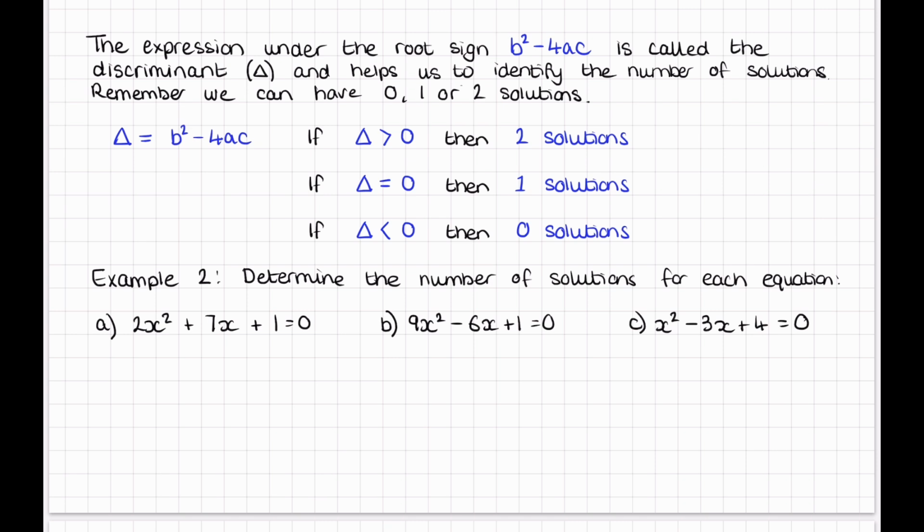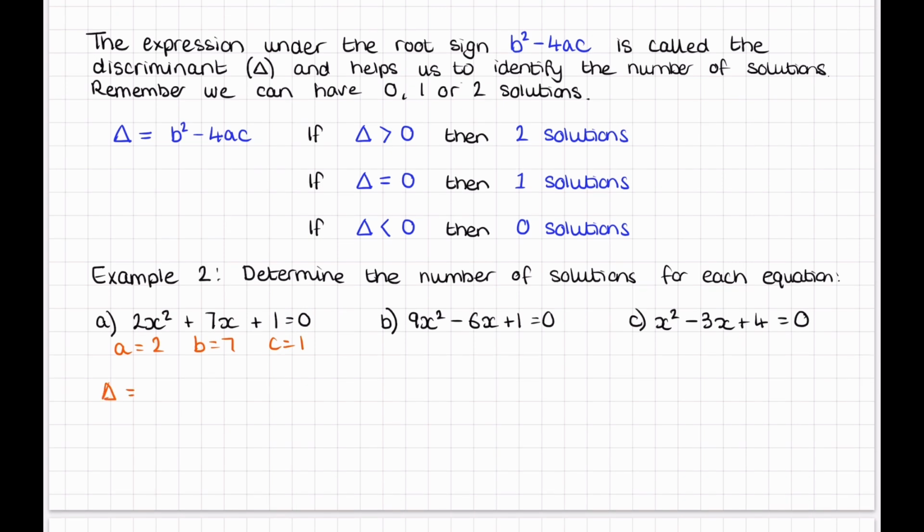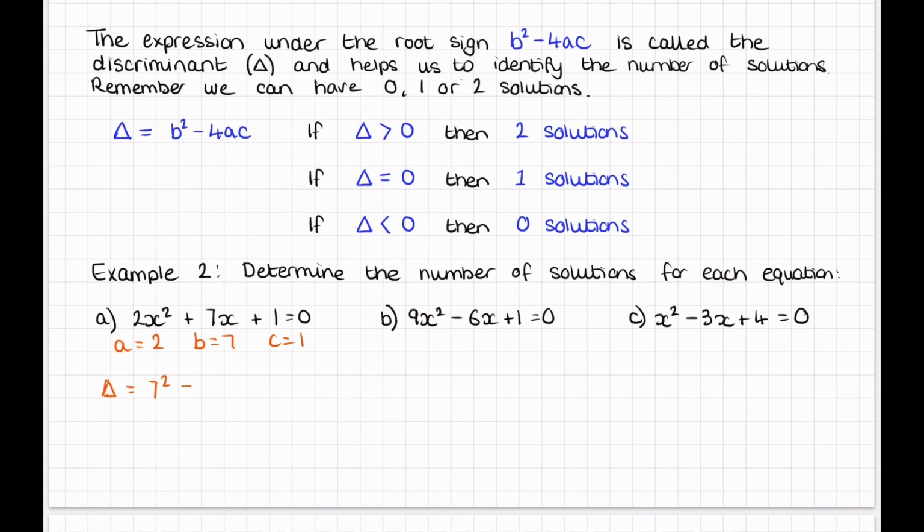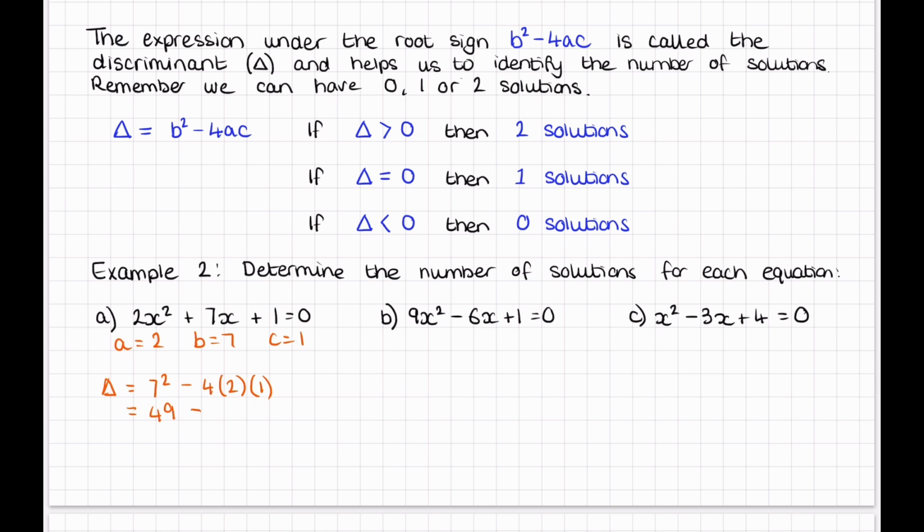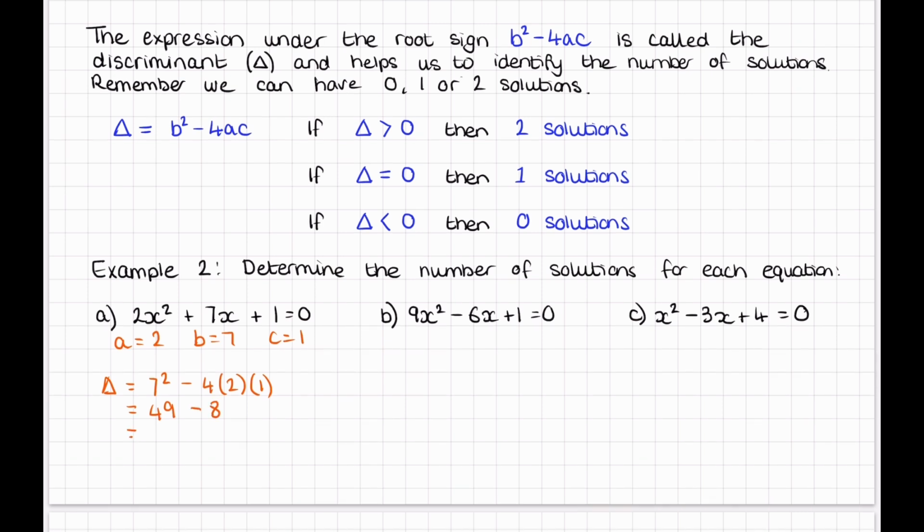Just example 2 here, determine the number of solutions for each equation. In this first one, we've got 2x squared plus 7x plus 1, so our a value is 2, b equals 7, and c equals 1. Just work out the discriminant, b squared minus 4ac, so 7 squared minus 4 times 2 times 1, which equals 49 minus 8, which equals 41. Now therefore, because this is positive and it is greater than 0, there are two solutions. So because that's greater than 0, it's two solutions.